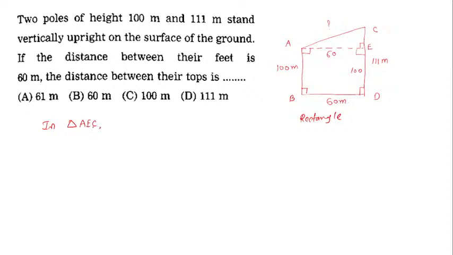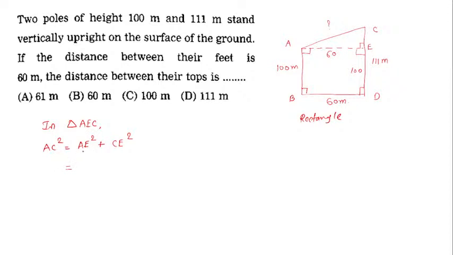AEC, as it is a right angle triangle, by Pythagoras theorem we can write hypotenuse square. So hypotenuse is AC, that is AC square is equal to the remaining two sides, AE and CE. So it should be AE square plus CE square. So by Pythagoras theorem we have written this. Now if we have the lengths of any two sides of these three, we can find the third one. So we have to find AC square.